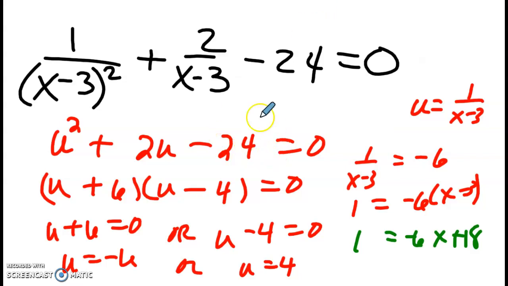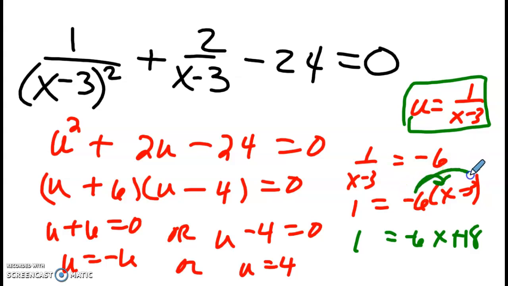Okay, as we were saying, we got u equals 4, u equals -6. So I had to go back to what I set u equal to, 1 over x minus 3. And instead of saying u equals -6, we say 1 over x minus 3 equals -6. So I multiplied x minus 3 times -6, and we get 1 equals -6x plus 18. Then subtract 18 from 1, -17 equals -6x.